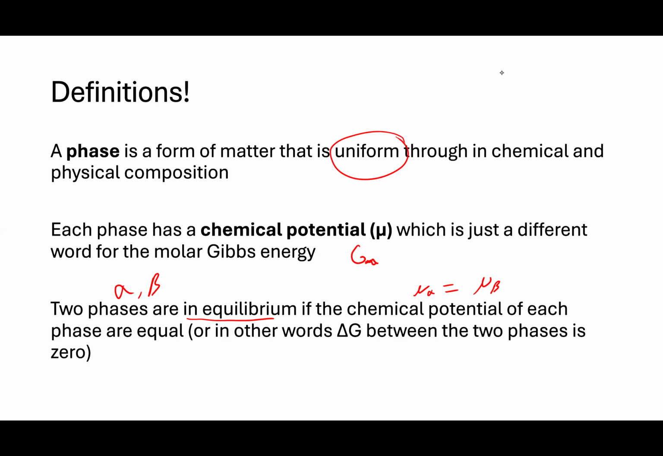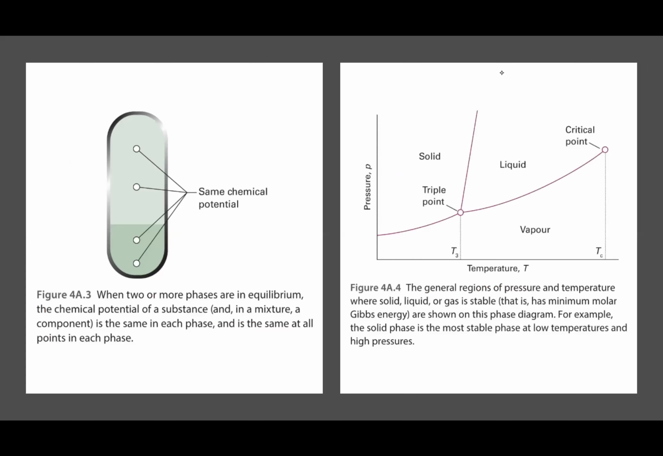Keep this in mind very much. This particular fact is going to be very important throughout the entire chapter. So keep that in mind. If we're at equilibrium, mu of one has to equal mu of the other. So as it says here, when two or more phases are in equilibrium, like say we have vapor on top and we have liquid on bottom, if they are in equilibrium, they have to have the same value of mu.